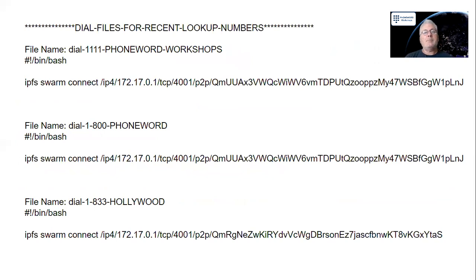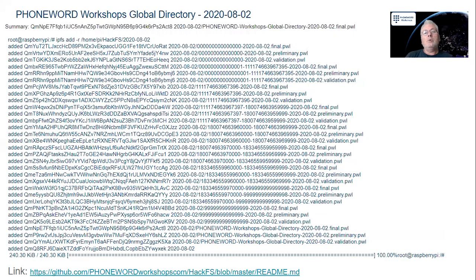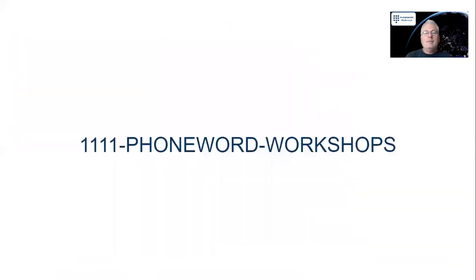So this is an example of some of the listings that are currently in the directory. 1111 PhoneWord workshops, 1-800-PhoneWord, 1-833-Hollywood are just a few of the very beginning examples. And you can see the IPFS peer ID information that's associated with that. So this is the global directory, and it's only two days' worth of information from early August, but it is the start of the global directory. So this is our particular listing, which is 1111 PhoneWord workshops, and we run a pub/sub channel according to this topic name, and you can generally send us a message on the pub/sub channel if you know how to do that, and we will respond.